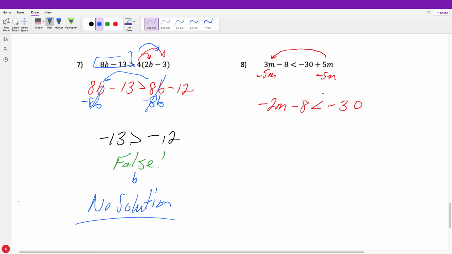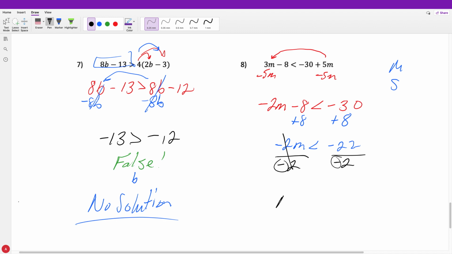All right, now once I put my variable on one side, I now need to start isolating it. So I see I'm multiplying and I'm subtracting. So I need to get rid of the subtracting first by adding it. So that gives me negative 2m is less than negative 22. And our last step would then be getting rid of our multiplication, which is through division, and they cancel. And remember, since we're dividing both sides by negative, I need to flip my inequality, and negative 22 divided by negative 2 is positive 11.